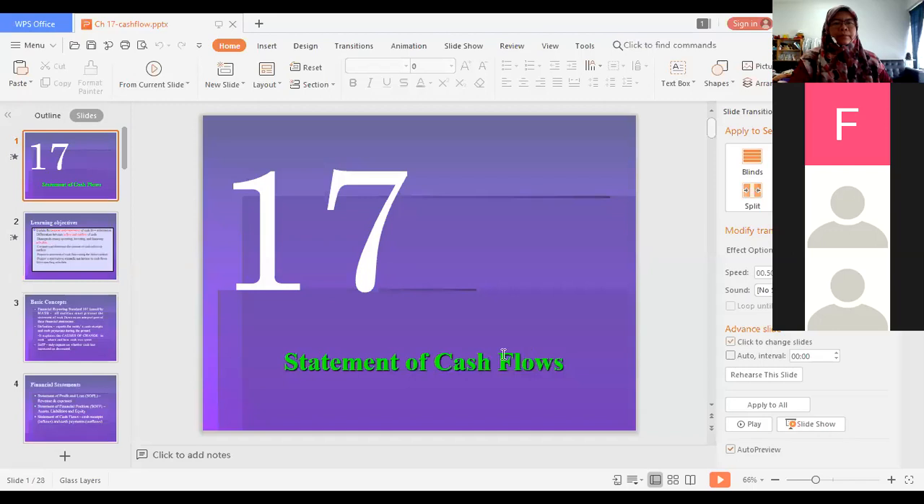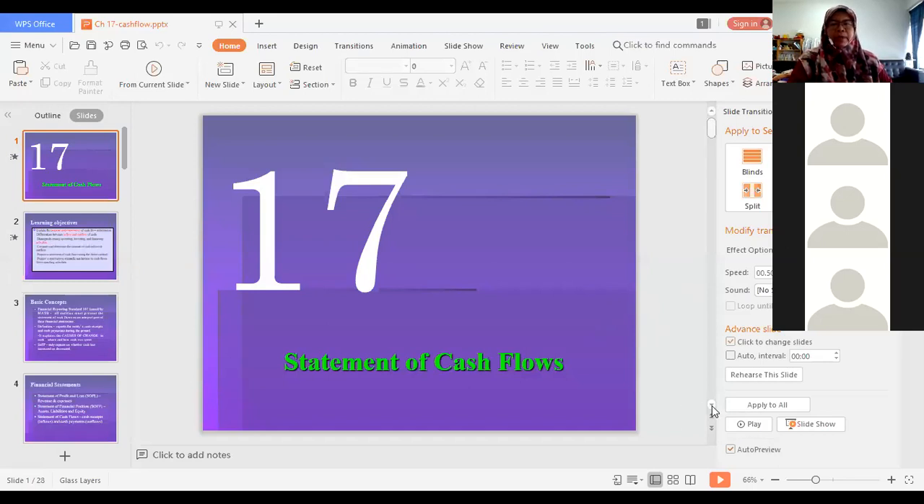Okay, sekejap, I'm going to share the slides. Okay, you nampak tak slides? Korang nampak tak slide dekat screen? Nampak ada. Nampak, okay. Madam akan post balik slides ni statement of cash flow nanti.